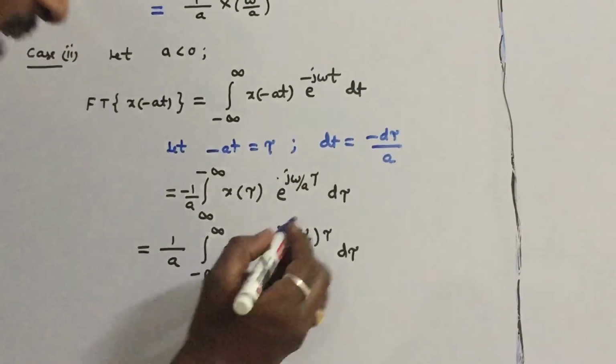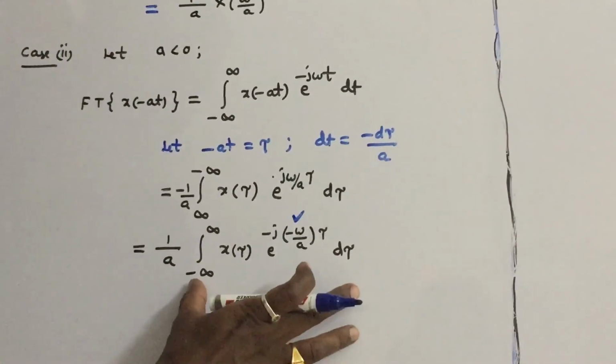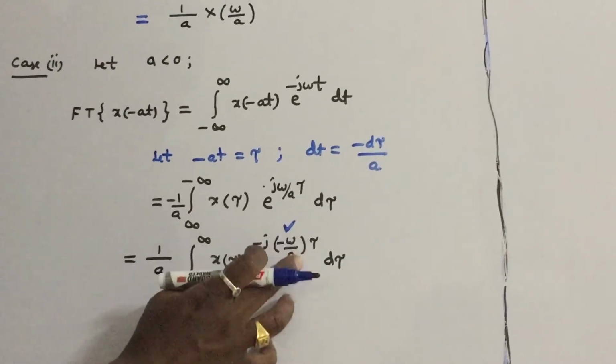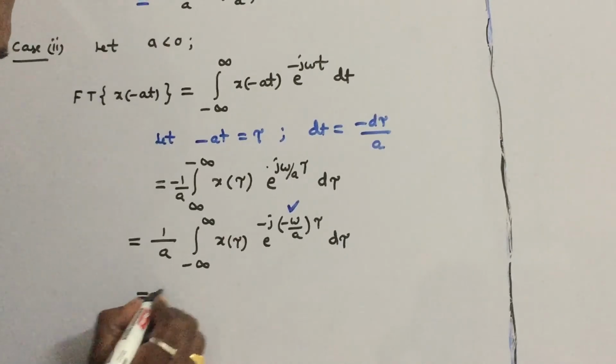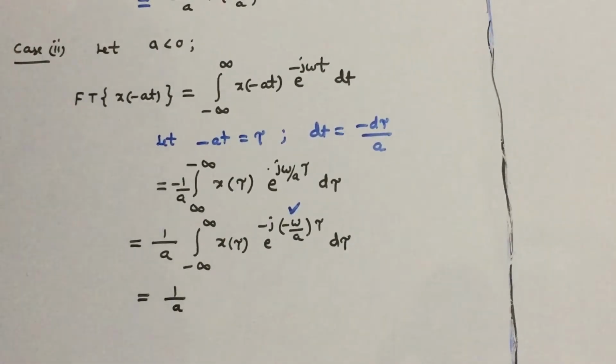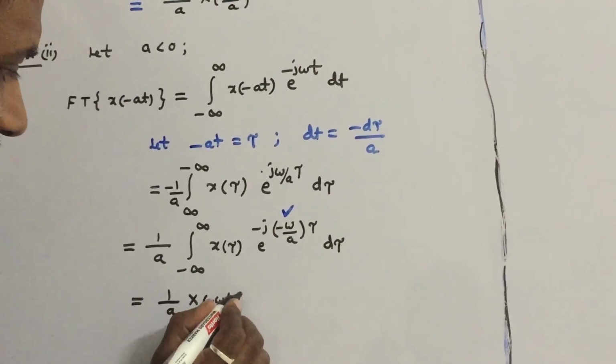In this transformation, you can see that a minus omega by a term is there. Therefore the answer of this integral comes as a function of minus omega by a. Therefore you can write the answer as 1 by a into X of minus omega by a.